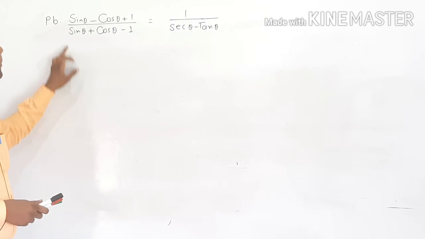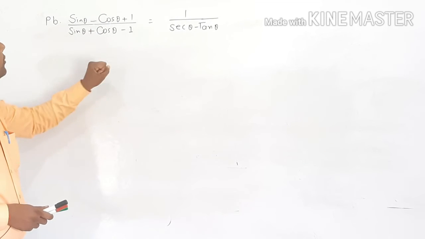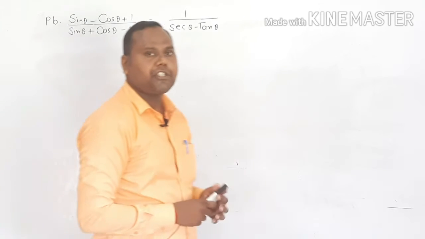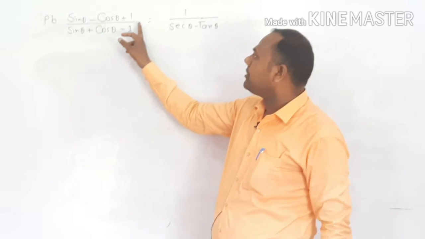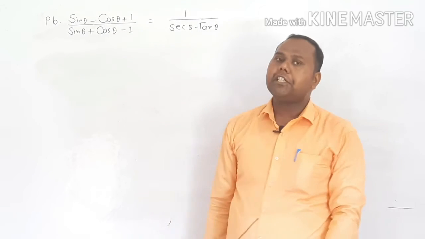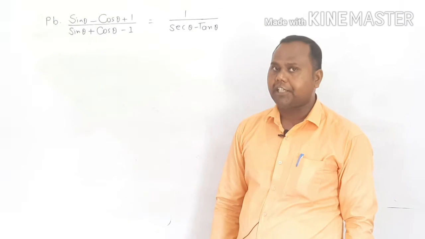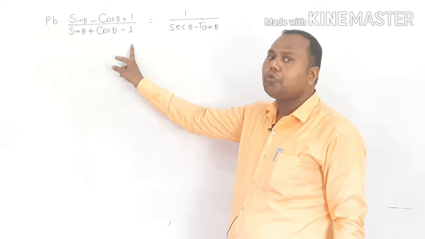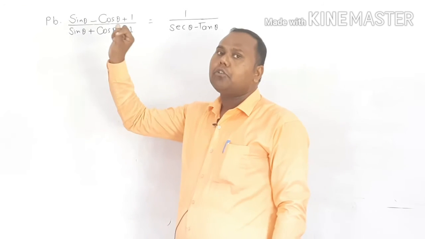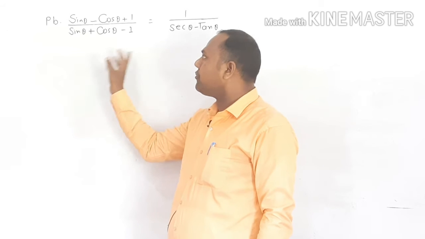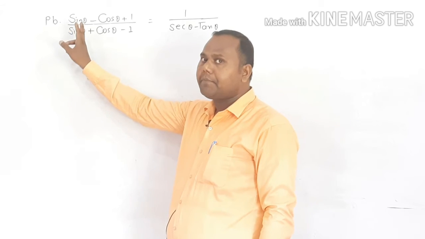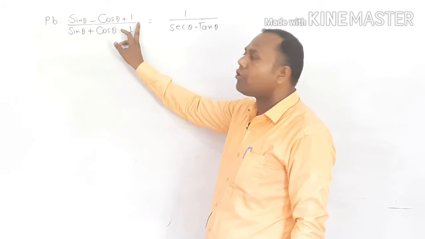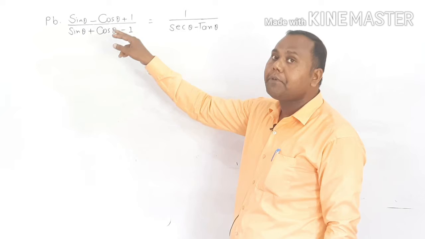The next question is (sin θ − cos θ + 1)/(sin θ + cos θ − 1). In this question, we have to change the numerator and the denominator into tan and sec. That's why we divide the numerator and denominator by cos θ. Why so? sin θ upon cos θ means tan θ, cos θ cancels with cos θ, that means 1, and 1 upon cos θ means sec θ, according to the previous question.